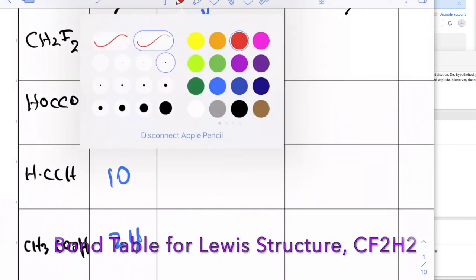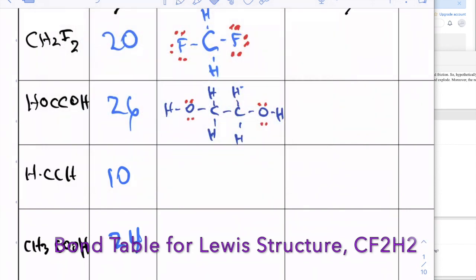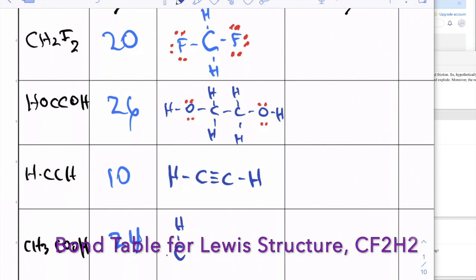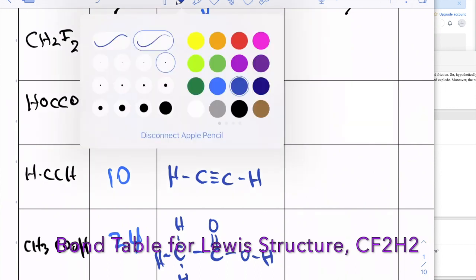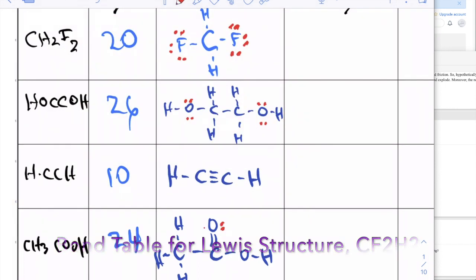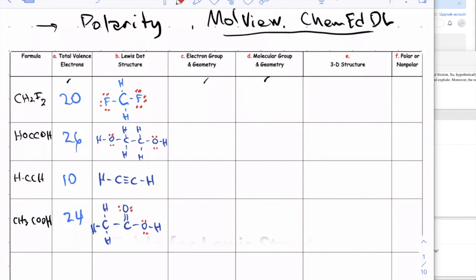This particular chemical would be this: H, C, triple bond C, H. And then finally our last chemical is this right here. And then our lone pairs are the following. So that pretty much takes care of the Lewis structures.